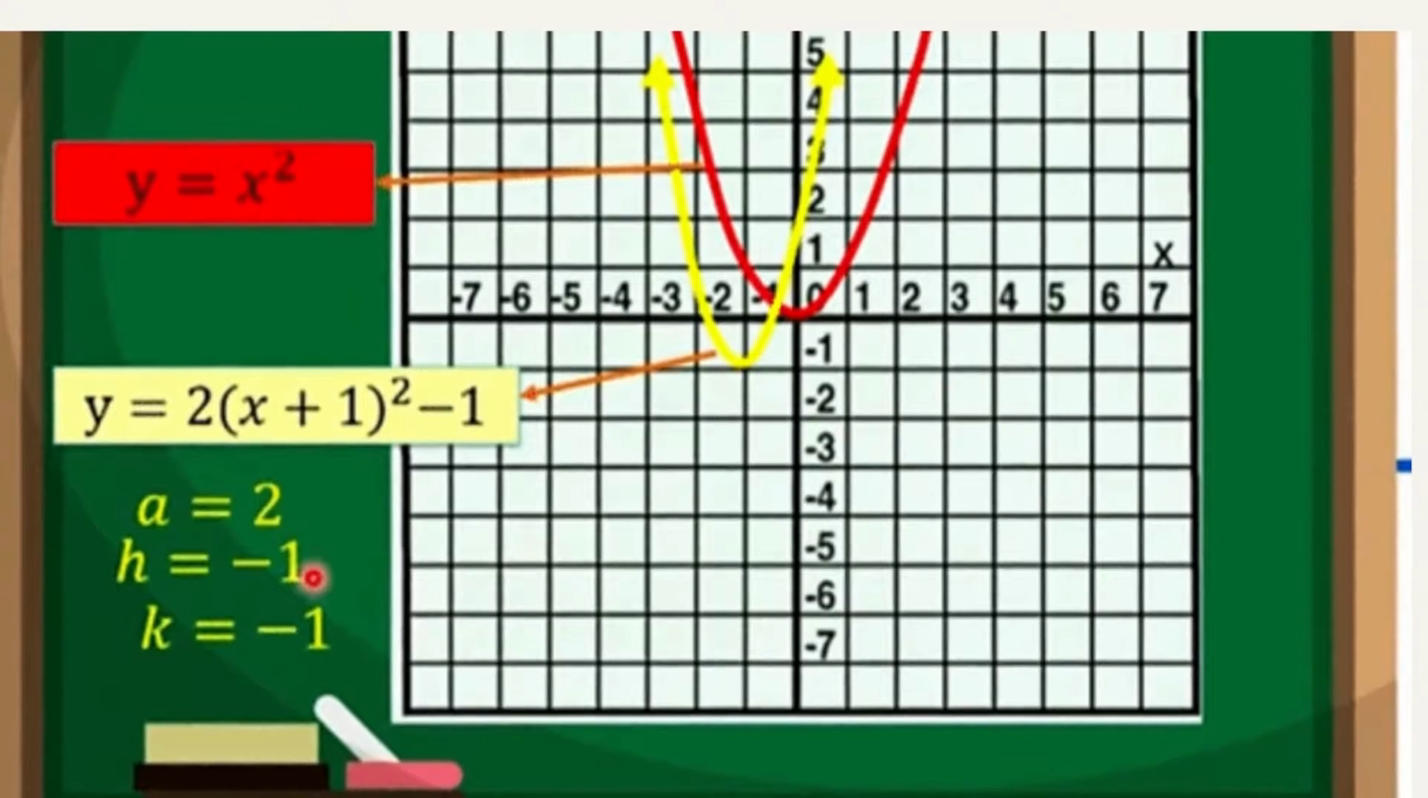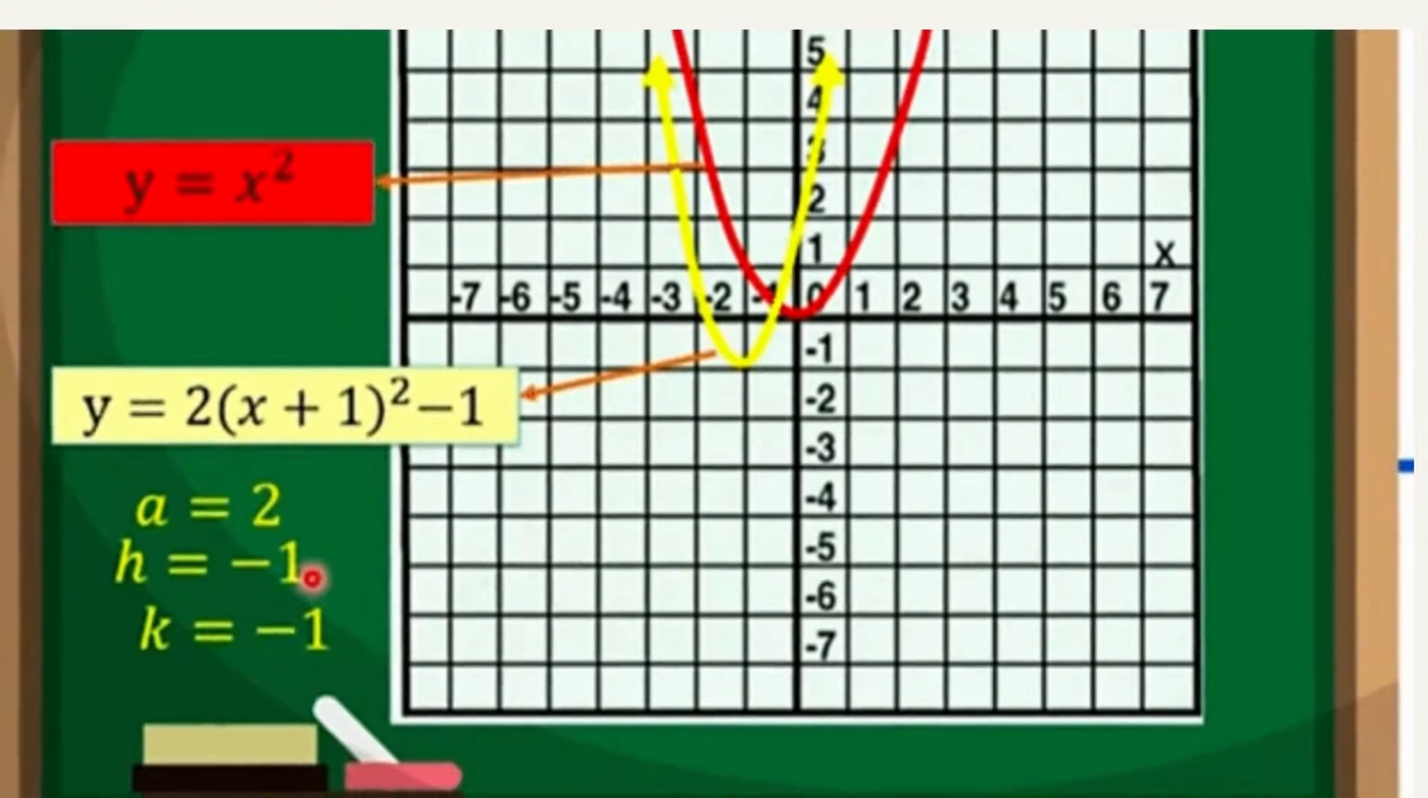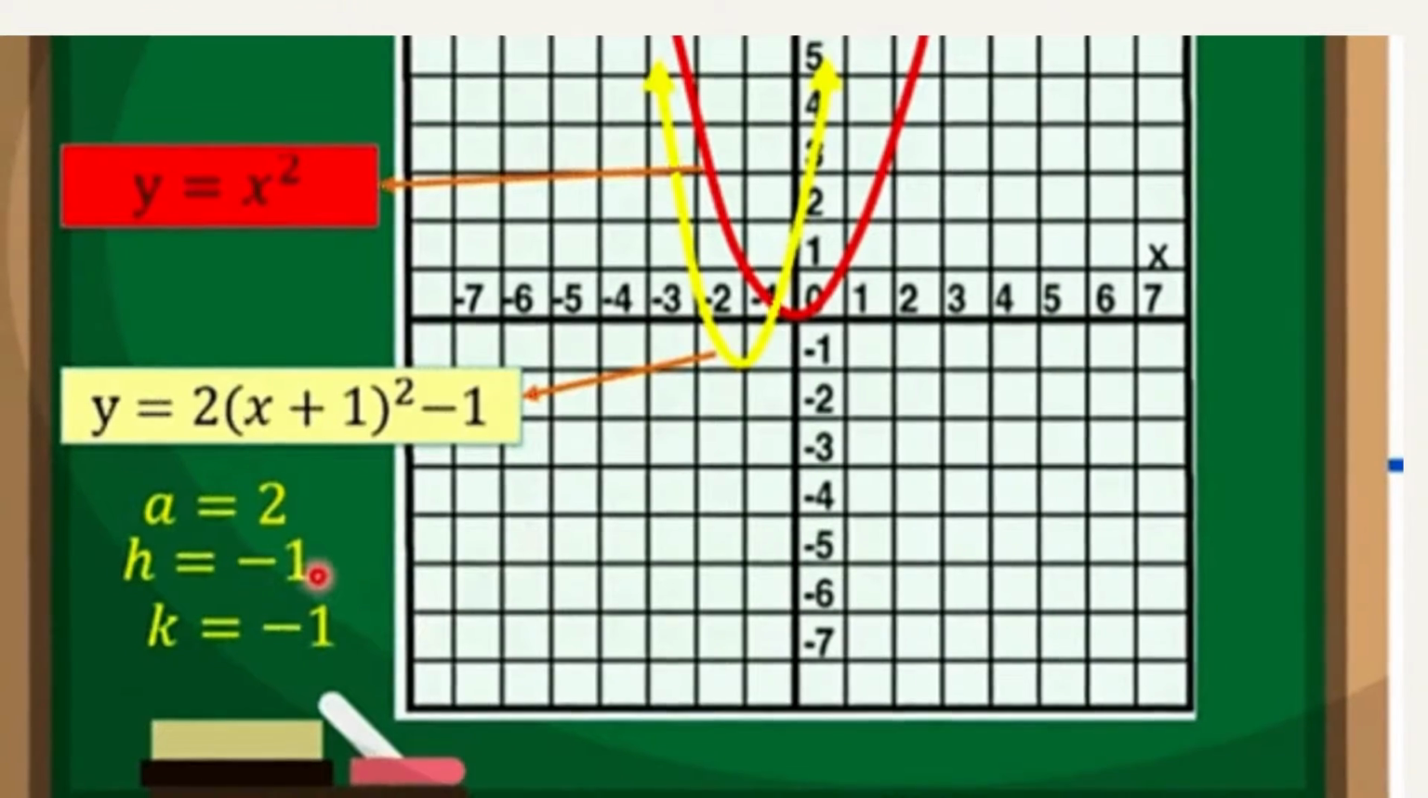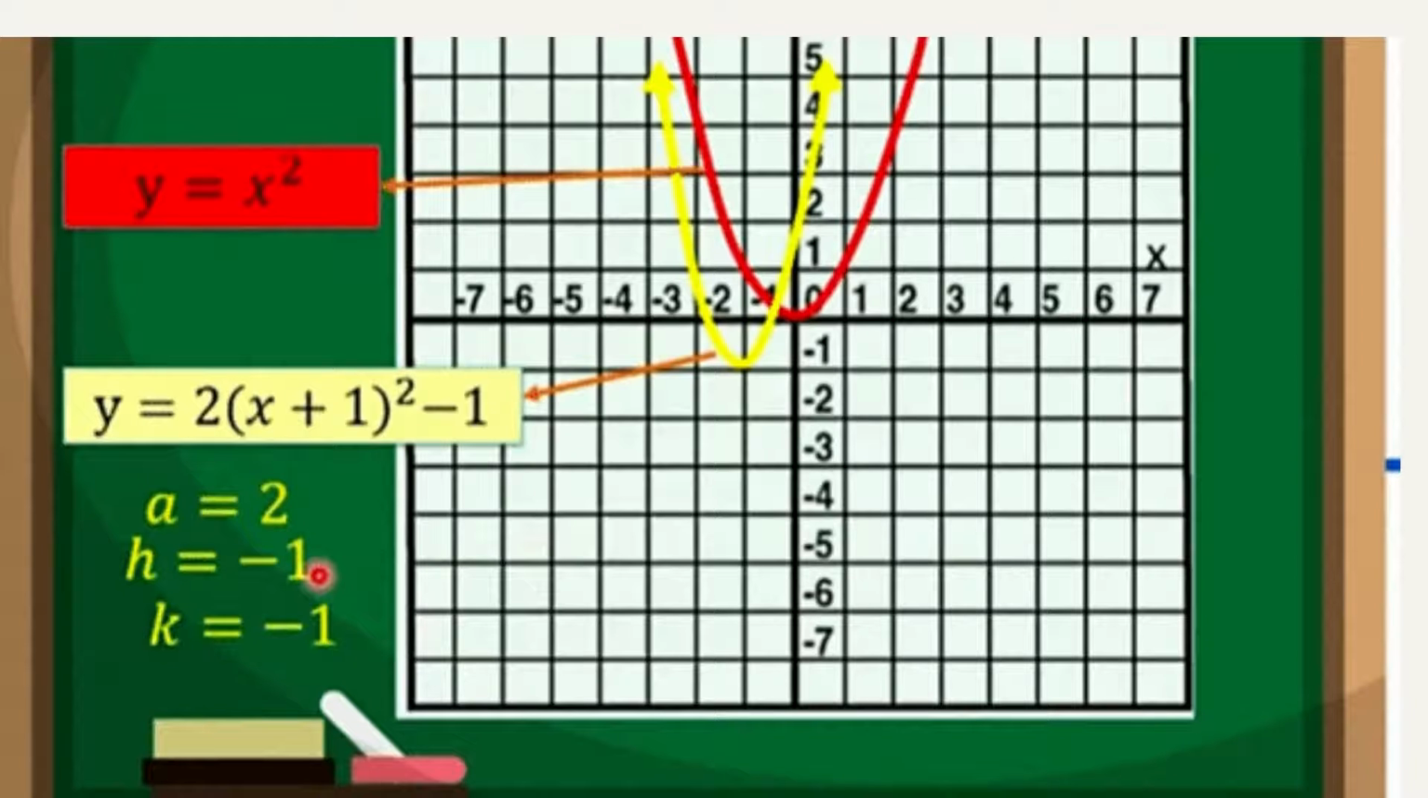Again, using the guide function y equals x squared, the quadratic function given is y equals (x plus 1) squared minus 1, wherein a equals 1, h is equal to -1, and k is -1. This means that the parabola moves 1 unit downward and 1 unit to the left.